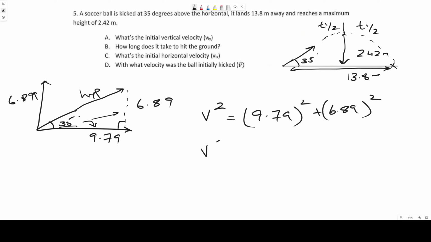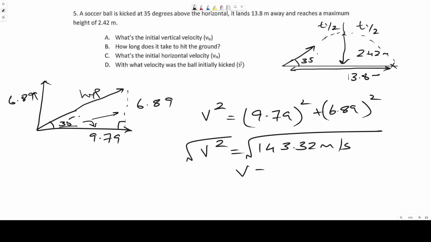Okay, so v squared is going to be equal to 143.32 meters per second, and square rooting both sides, my velocity is going to be equal to 11.97 meters per second. So the ball was initially struck at 11.97 meters per second at an angle of 35 degrees above the horizontal. I hope all of this makes sense.